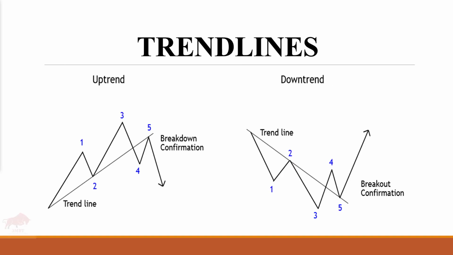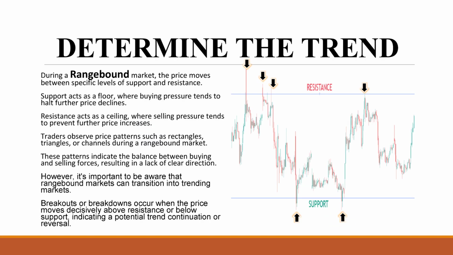Breakouts or breakdowns occur when the price moves decisively above resistance or below support, indicating a potential trend continuation or reversal. Traders closely monitor price action and volume during a range-bound market to identify signs of potential breakout. Confirmation from other technical indicators and a surge in trading volume can strengthen the validity of a breakout signal. Traders should remain vigilant for a potential trend reversal.